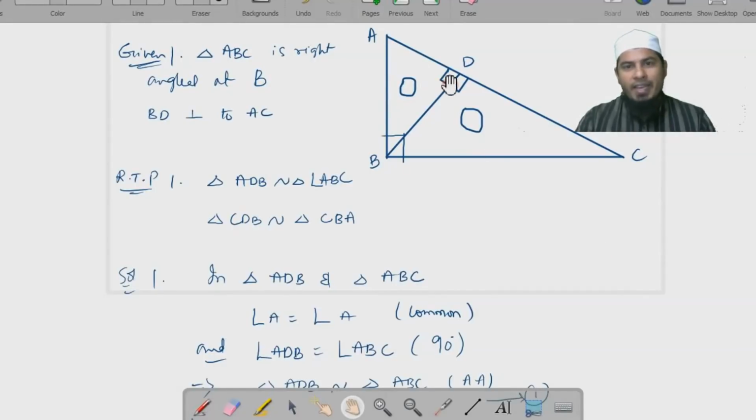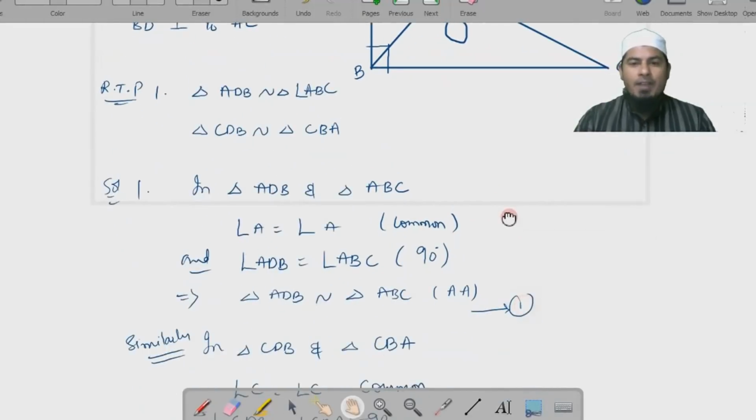Writing triangle ADB and ABC. Writing this order is very important. Angle A is common. Then we are writing in order such that angle ADB is equal to angle ABC is equal to 90 degrees. These two angles are equal. These two triangles are similar by a similarity criterion.